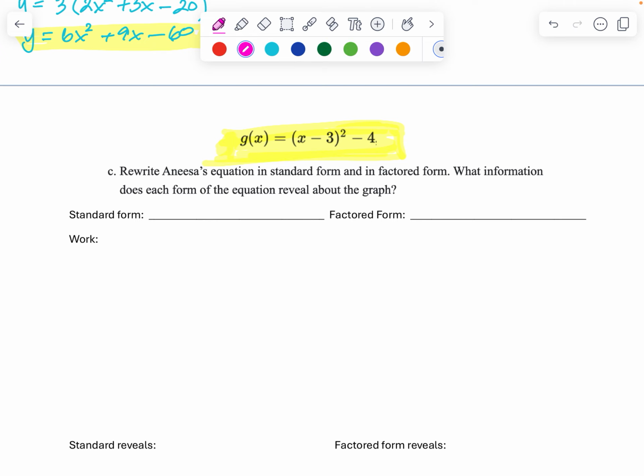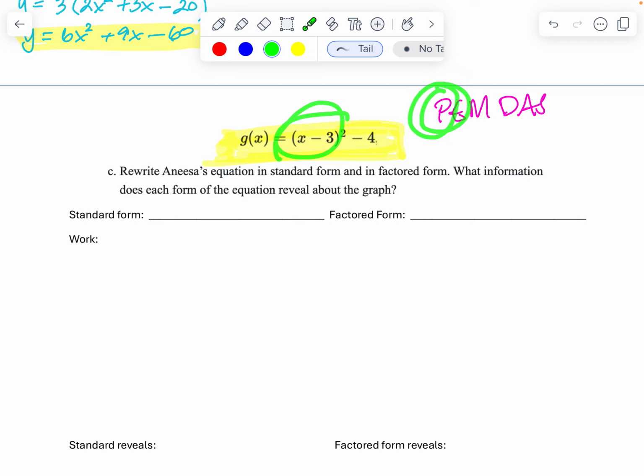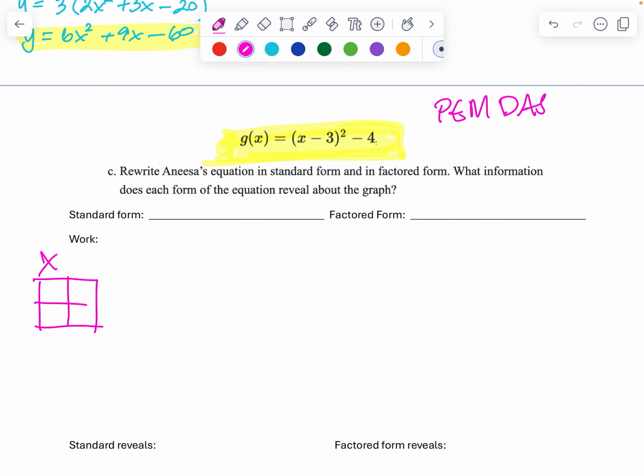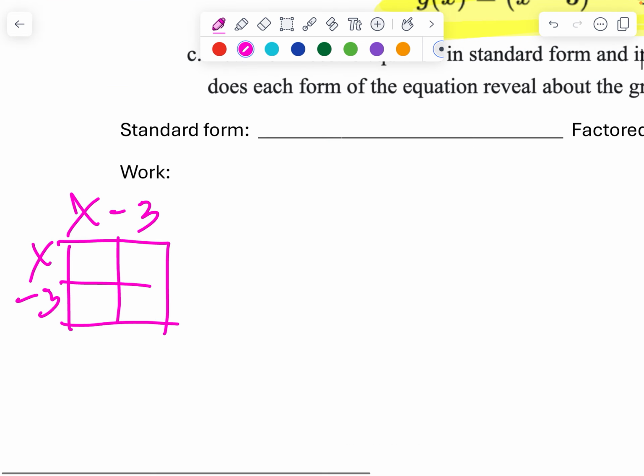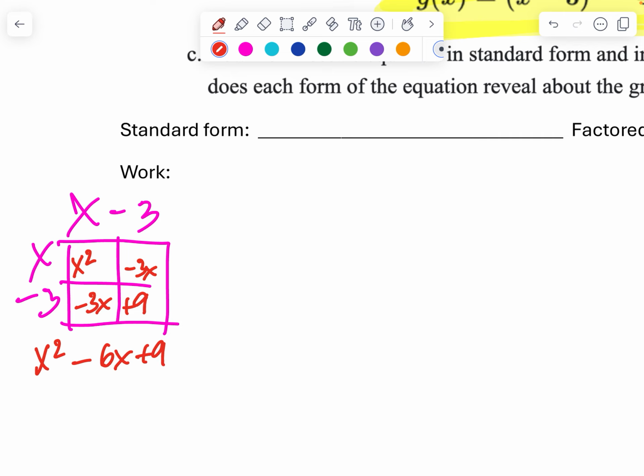So remember, I said that you want to stay in order of operations. And when we do that, we start with our parentheses or our exponents. So we need to work out x minus 3 quantity squared. So to do that, I need to take x minus 3, x minus 3. And when I do that, I get x squared minus 3x plus 9. If I add all that together, I get x squared minus 6x plus 9.